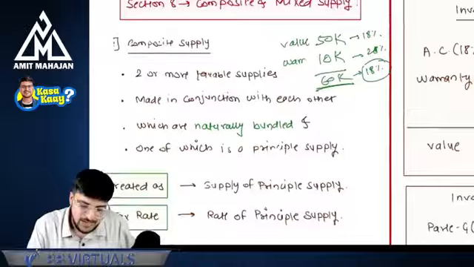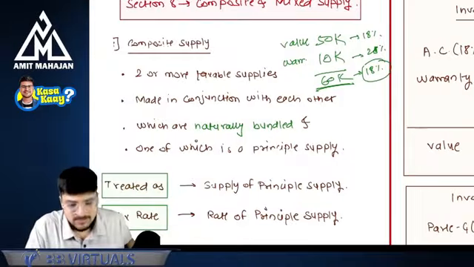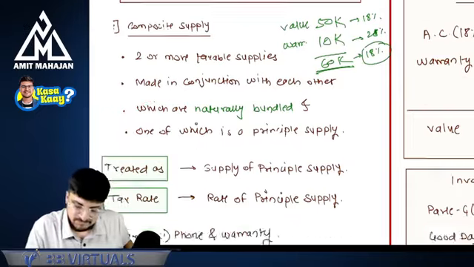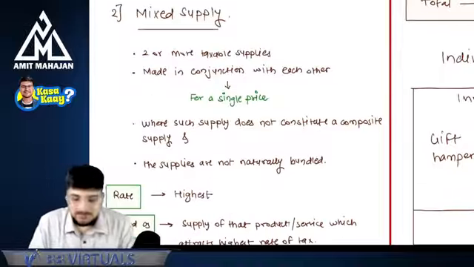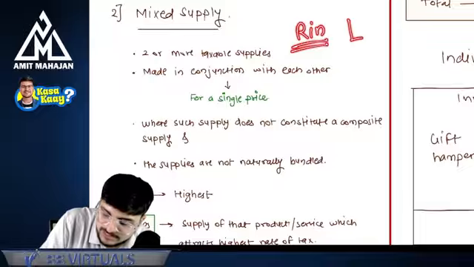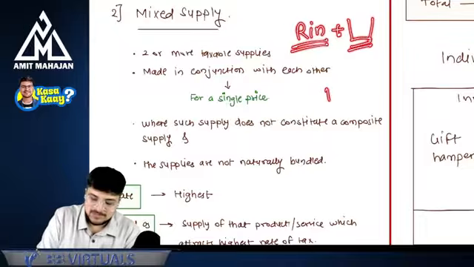Now, what is the meaning of mixed supply? See, for your exam perspective, 4 points you need to remember. Number one, two or more taxable supplies made in conjunction with each other, which are naturally bundled, and one of which is a principal supply. In case of mixed supply, what is happening? I will first give you the example. There is one Rin washing powder, and there is one bucket. And with Rin, you are going to get the bucket free of cost. And they're charging 100 rupees for that.